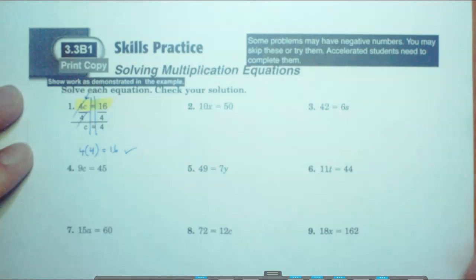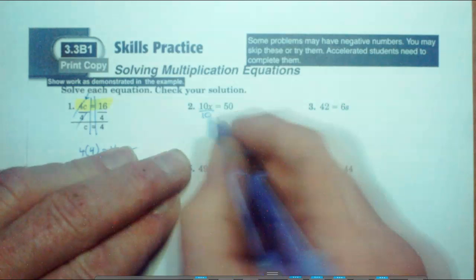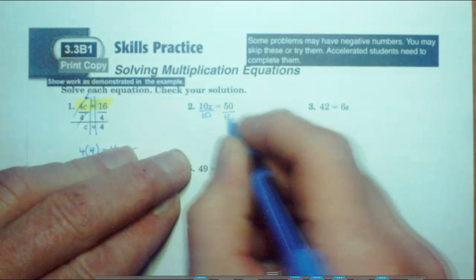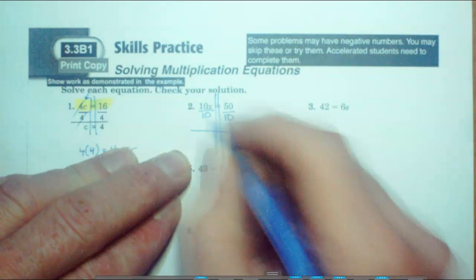Alright, so let's look at this one. 10x equals 50. This means 10 times x, so the way I get rid of 10 times x is to divide both sides by 10. Whatever you do to one side, you have to do to the other side. You can use these railroad tracks going down. It's not required.